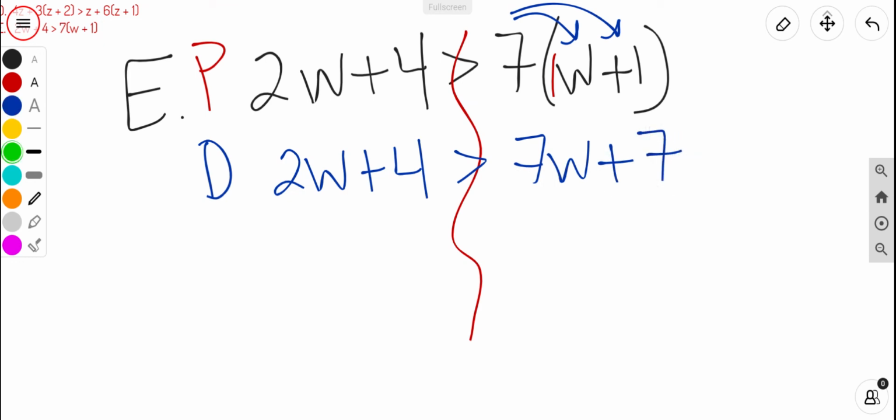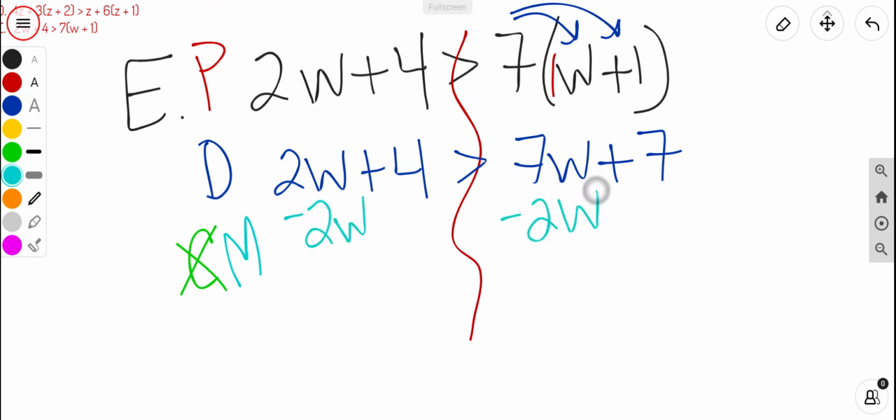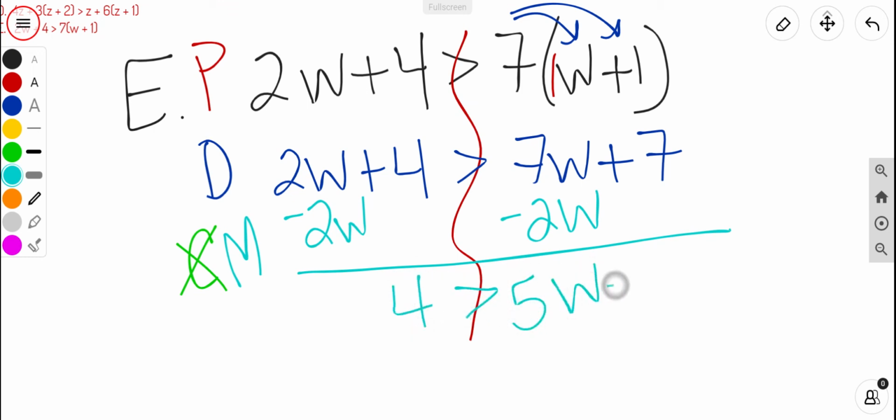Okay. Next up is combine like terms. Any like terms over here? Nope. Any like terms over here? Nope. So I'm going to skip that step. Then I've got move my variables. Remember, I'm moving the smaller one. So I'm subtracting 2w to cancel out that 2w. So I end up with 4 is greater than 5w plus 7.